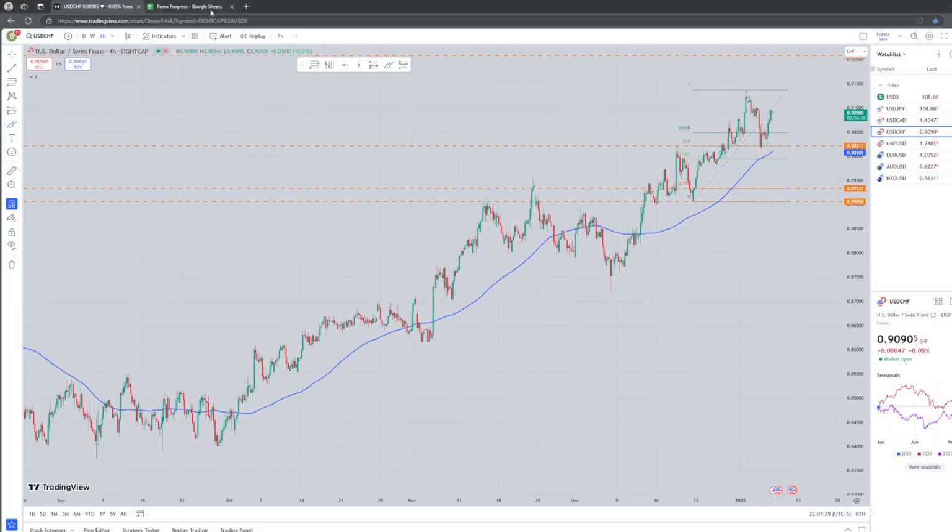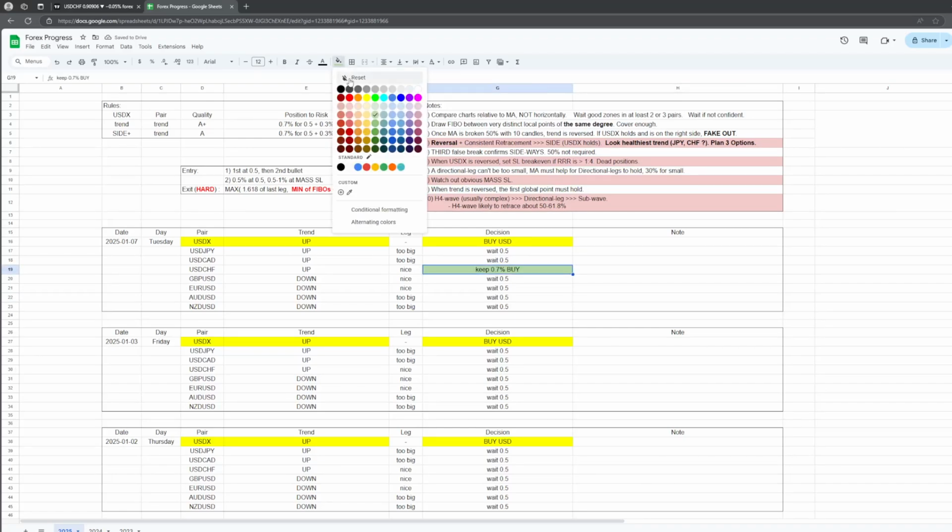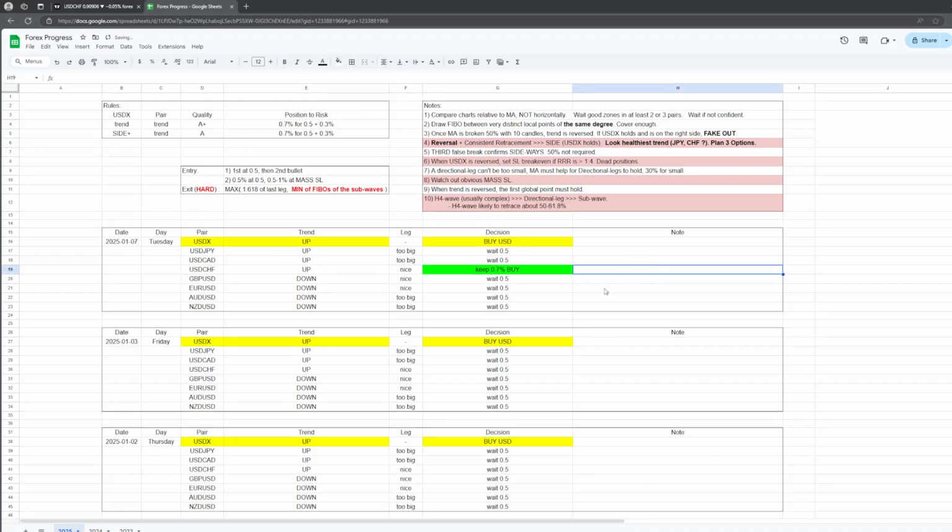So let's write it down. USD Schweizer franc. Our decision is to keep 0.7% buy. So on this trade, I risked about 0.7% of my account. So let's highlight it by green. Keep 0.78%.